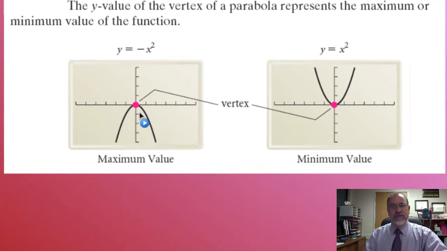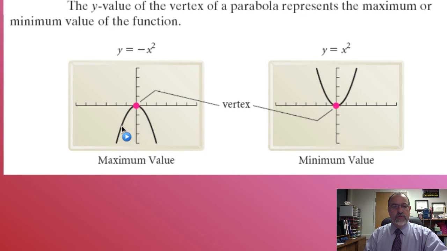The y value of the vertex represents the maximum or the minimum. So this vertex here, the x coordinate is the axis of symmetry, and the y coordinate is actually how high or how low that point is. Remember, the y-axis is the axis that goes up and down. So as you go up the axis, you're getting higher. As you go down the axis, you're getting lower. So as the height of the vertex changes, that will be the maximum or the minimum.